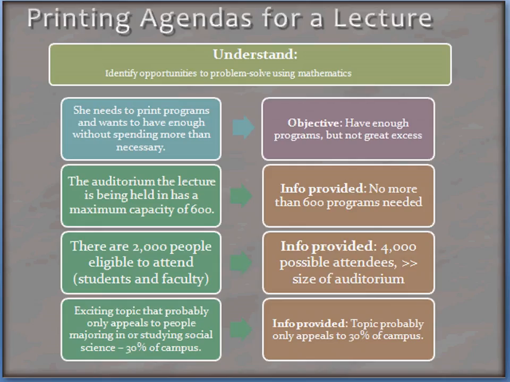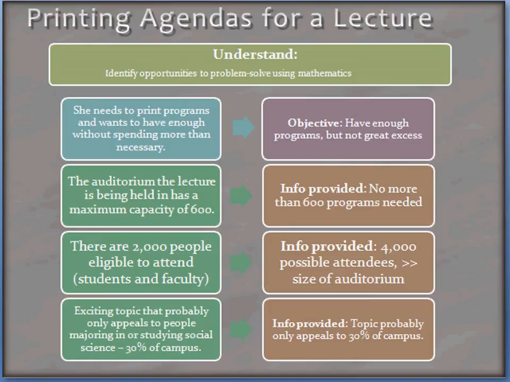We begin with the understand phase of the problem-solving process, which is always the first step. In this phase, we look at the problem and translate it into an objective for which we can solve. In the blue box, we highlight the problem. Aaron needs to print programs and wants to have enough without spending more money than necessary. This translates into a clear objective of having enough programs, but not a great excess.